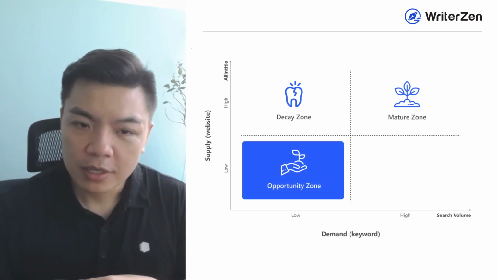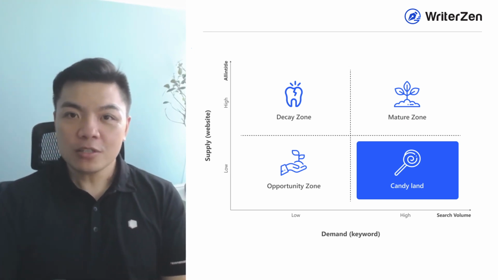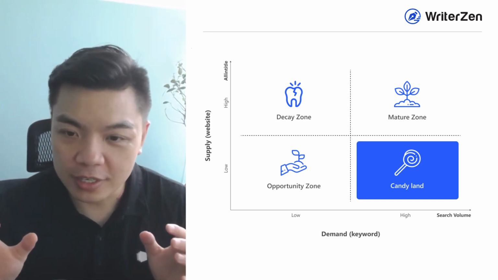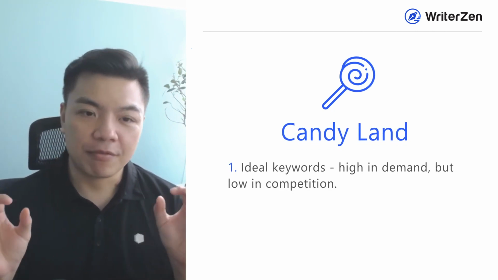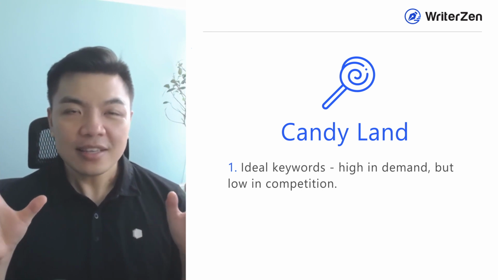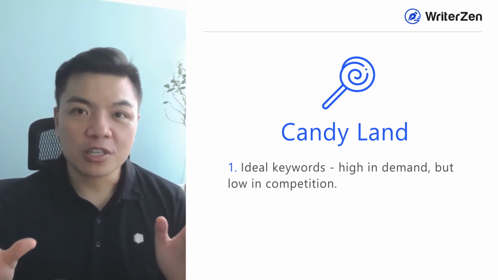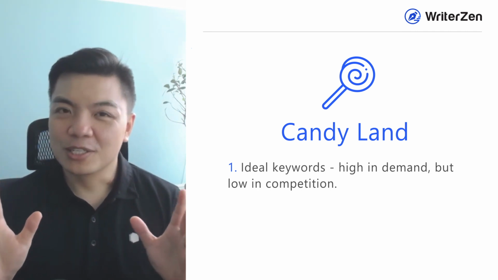And finally, it will be the Candyland zone. We call it Candyland. Why? Because this is the zone that contains all the keywords that have very high search volume, yet very low ON title. What does that mean? It means that these are the keywords that a lot of people are searching for, but not many websites know about that keyword yet. It's hidden somewhere in between.